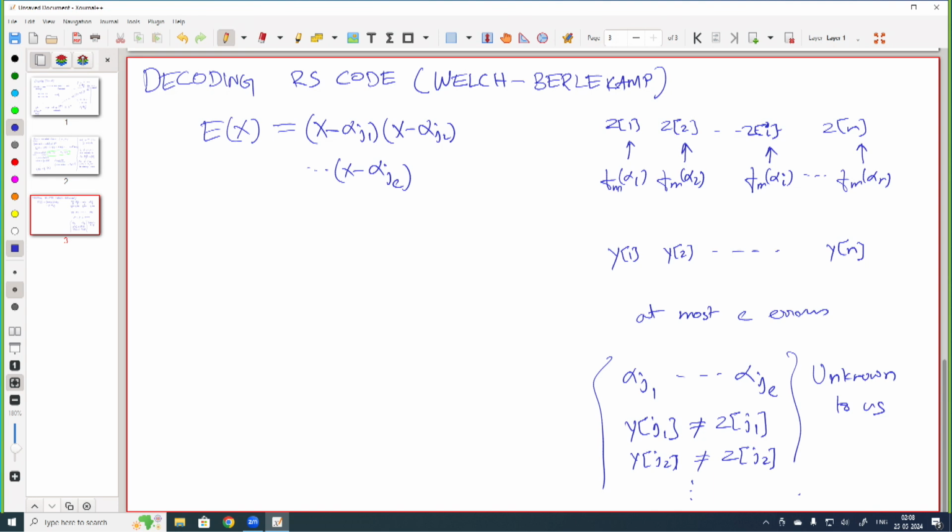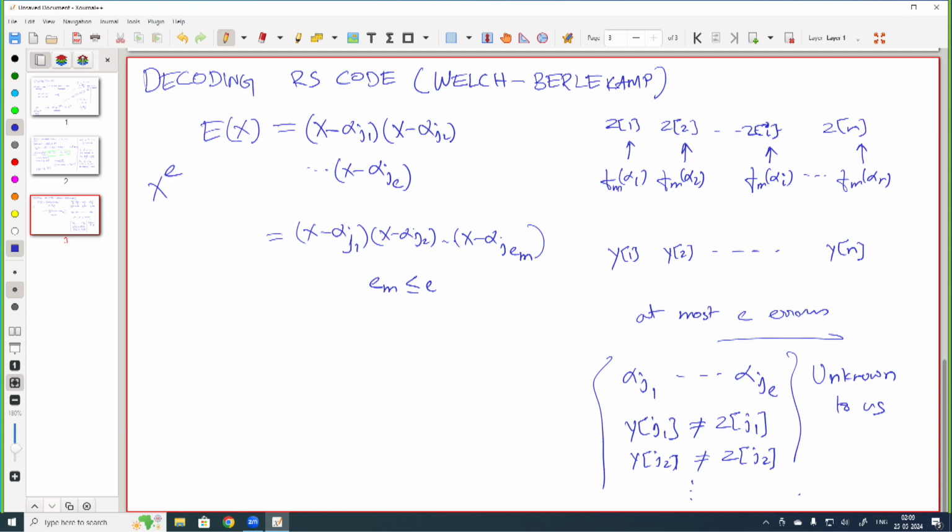So, what I will do is not write it like this, but rather as (x minus alpha j 1) times (x minus alpha j 2) and so on up to (x minus alpha j E m), so now you have triple indexes. E m is simply the number of errors that has occurred in this particular transmission, right. So, here E m is less than or equal to E, at most E errors. And I want this polynomial to have degree exactly E.